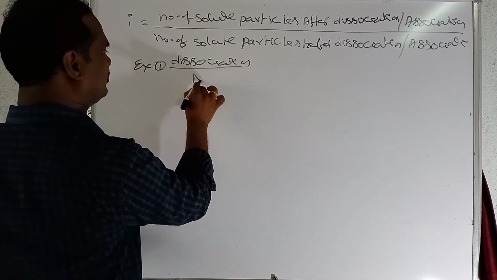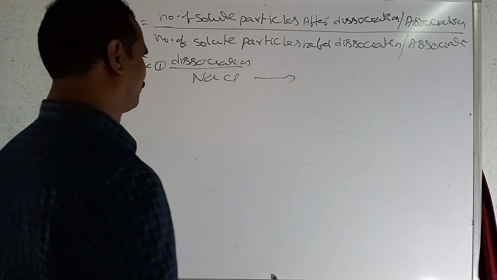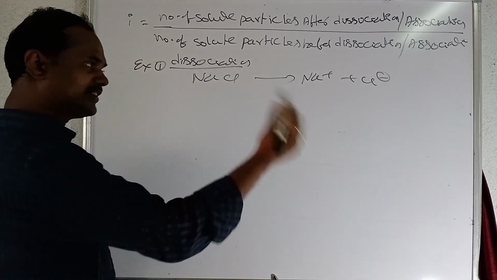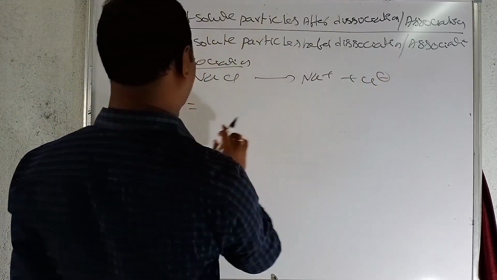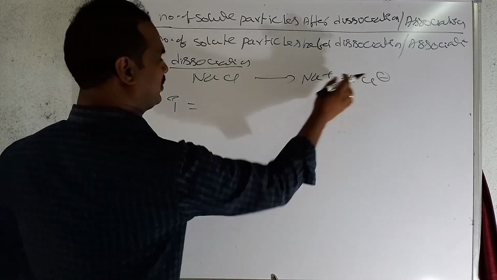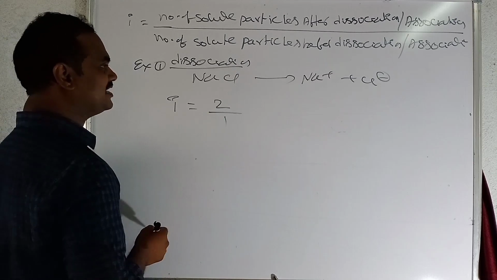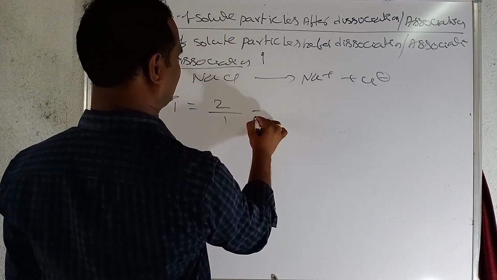Suppose NaCl is taken and it is completely, 100%, dissociated. What will happen? Na plus and Cl minus. After dissociation, how many particles are there? 1 plus 1, 2. Before dissociation, 1. So in the dissociation case, the value of i we are getting is 2.